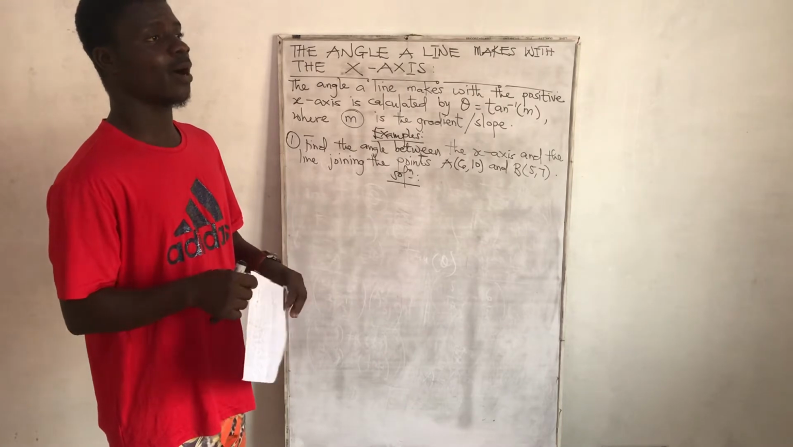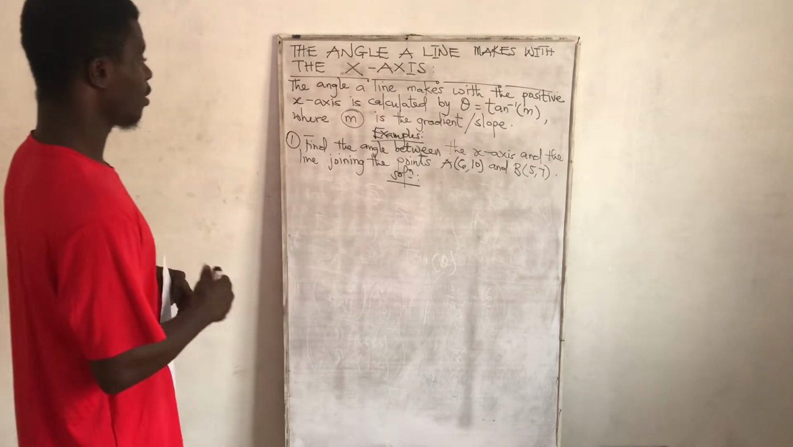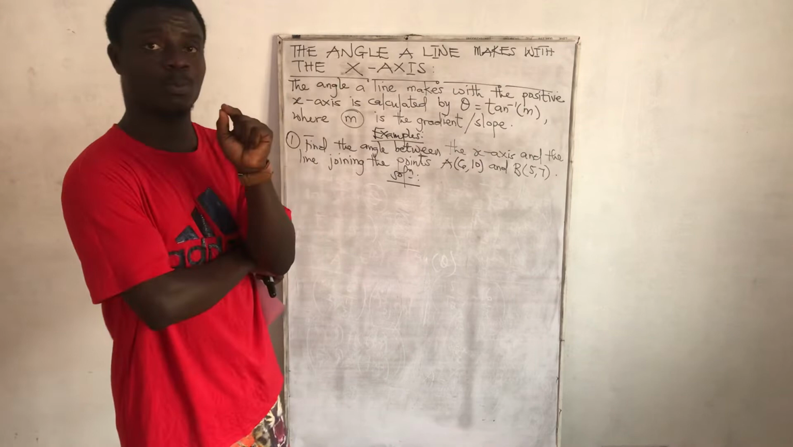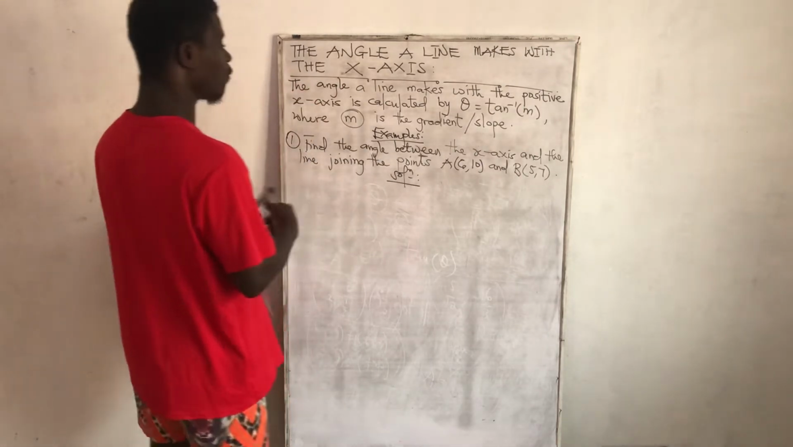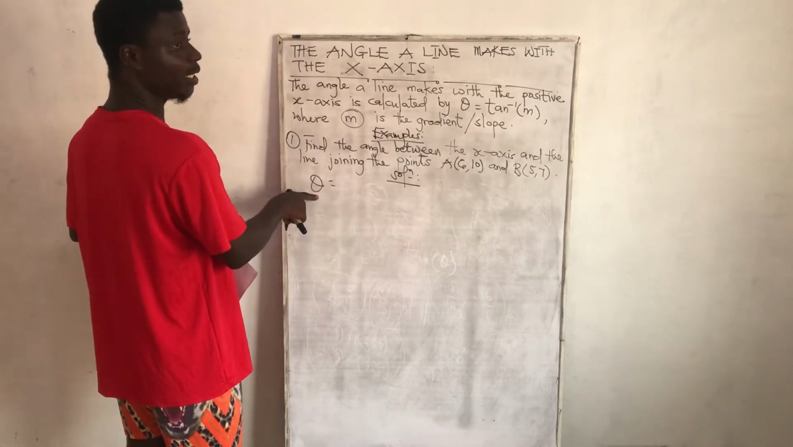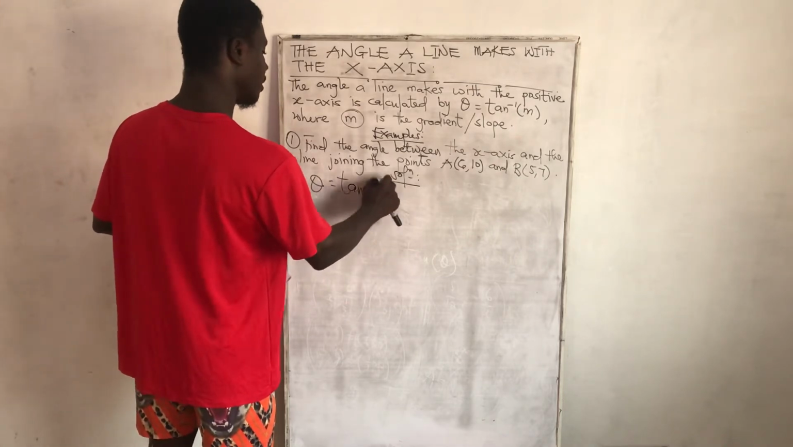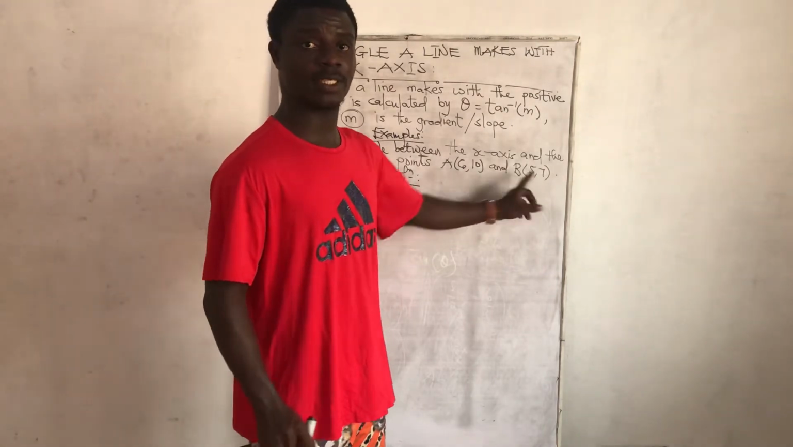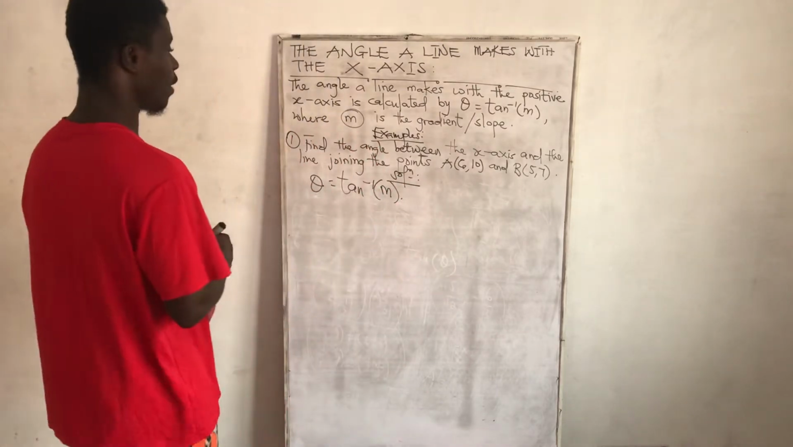Alright, so now how best can we solve that? Find the angle between the x-axis and the line joining the points A(6, 10) and B(5, 7). If you want to find the angle, which we assume is theta, then theta is equal to tan inverse of M, and M is the gradient. So we have to calculate the gradient of the line joining these points.